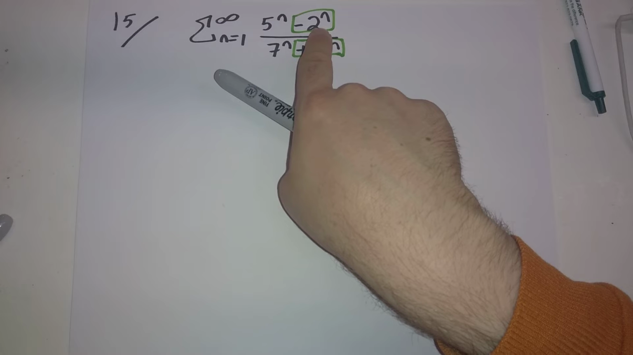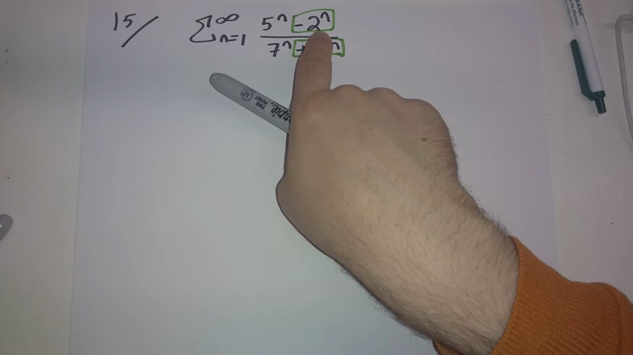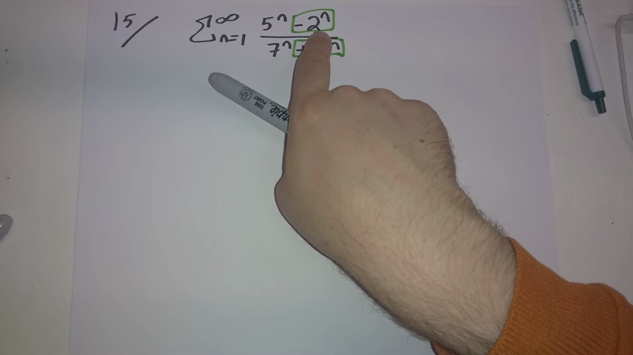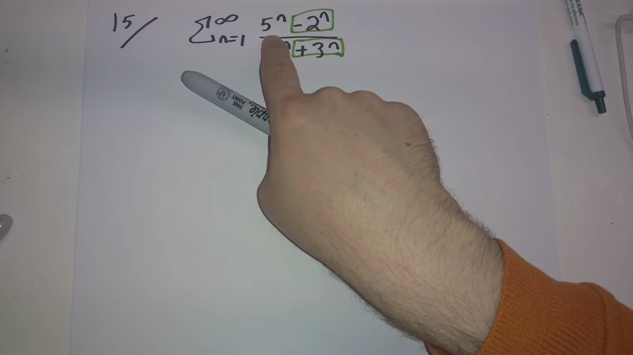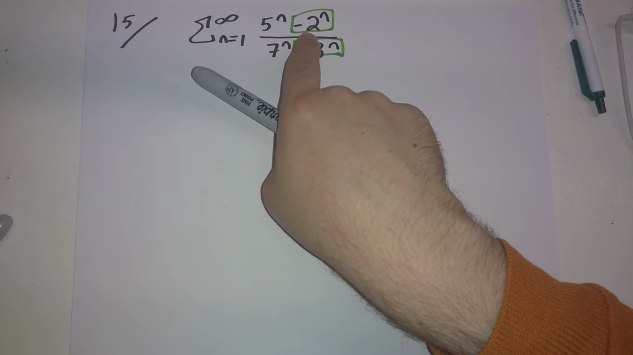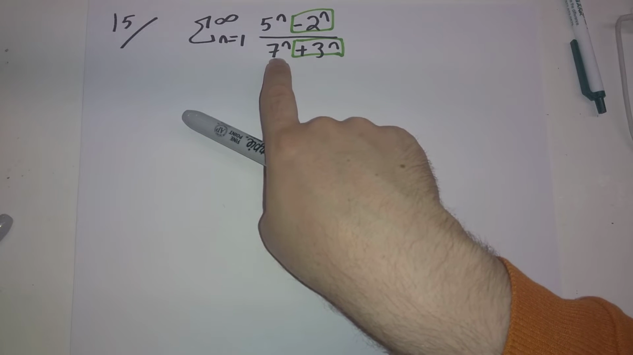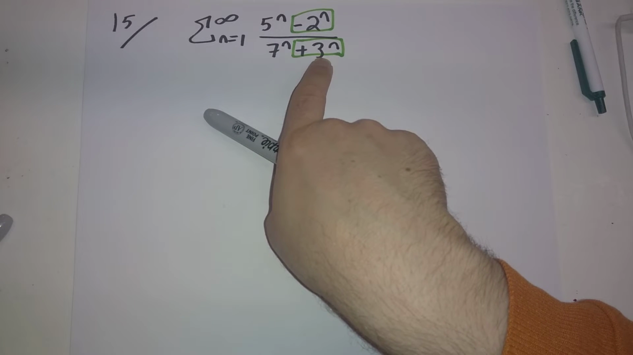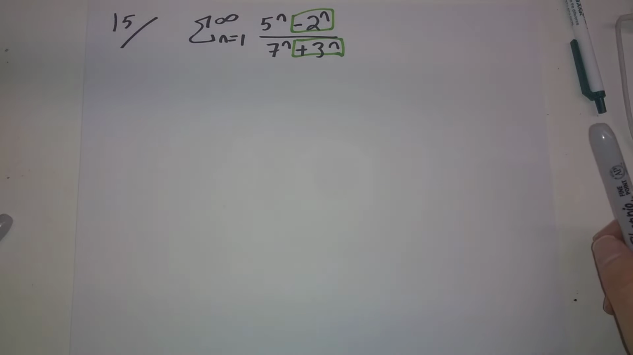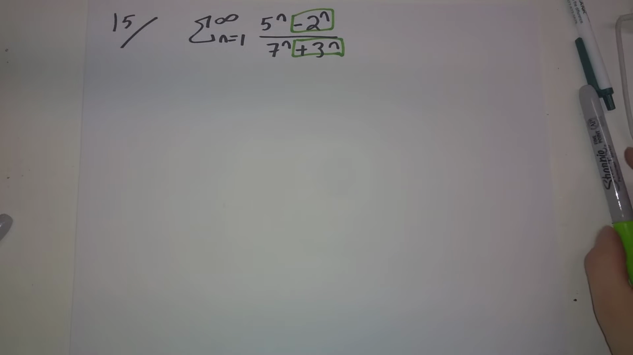Now, as n goes off to infinity, 2 to the n is going to get quite large. It's going off to infinity too, but it's just going to be completely overwhelmed by 5 to the n. The 2 to the n term is a lot less important than the 5 to the n term. Ditto for 7 to the n overwhelming 3 to the n. And so this tells me I'm going to use a comparison test.